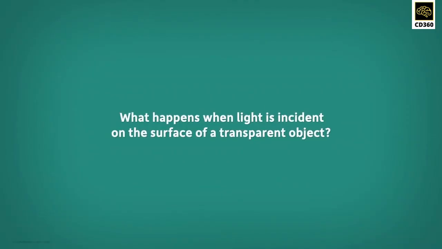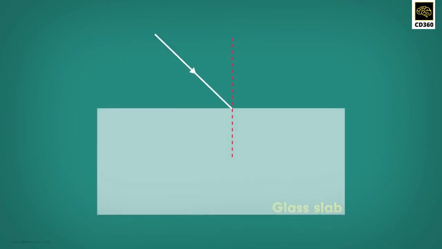What happens when light is incident on the surface of a transparent object? Consider a glass slab and suppose a narrow beam of light is incident on one side. The beam of light partially reflects, partially refracts, and it's even partially absorbed by the object.